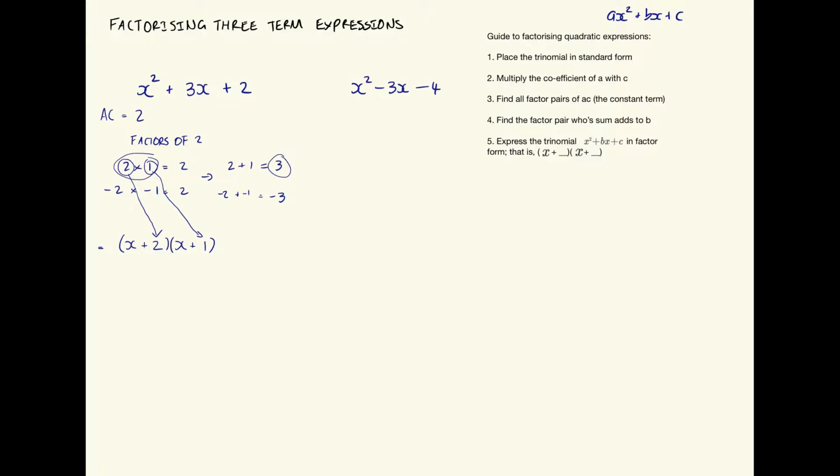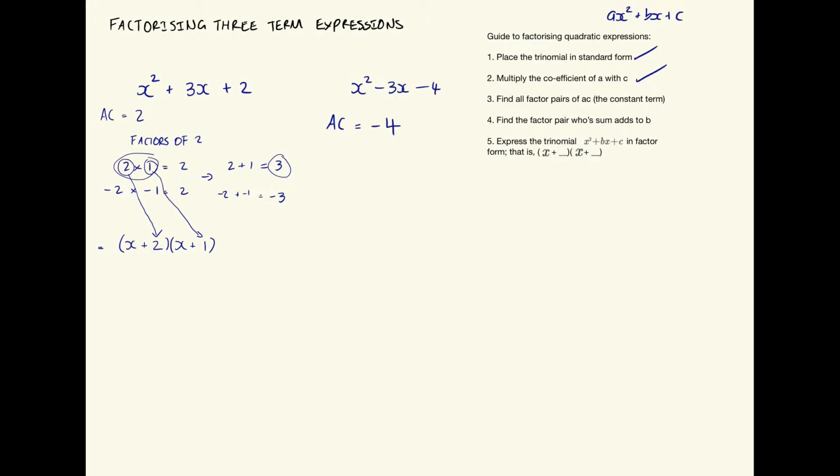x squared minus 3x minus 4. So it's going to be a little bit more tricky, but that's okay. If we just follow the steps, we'll be okay. All right, step 1, place the trinomial in standard form. Done, it already is in standard form. Step 2, multiply the coefficient of a with c. So let's write this. ac equals 1 times negative 4. That'll be just negative 4. So let's give that a tick for step 2.